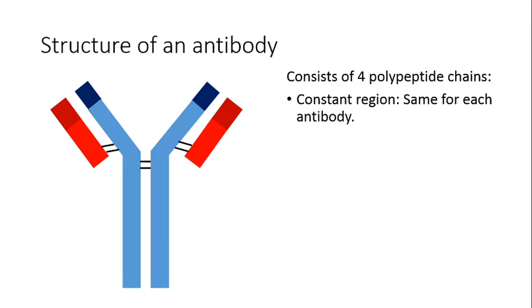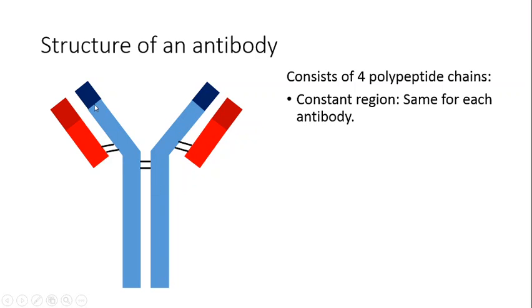Now each of those polypeptide chains has got what we call a constant region. That's this bit here. And the constant region is the same for each of the antibodies. Now that's quite useful because it means that they only need to have one set of instructions for each of those polypeptide chains for this constant region. So the base sequence is going to be the same for each of these constant regions there.